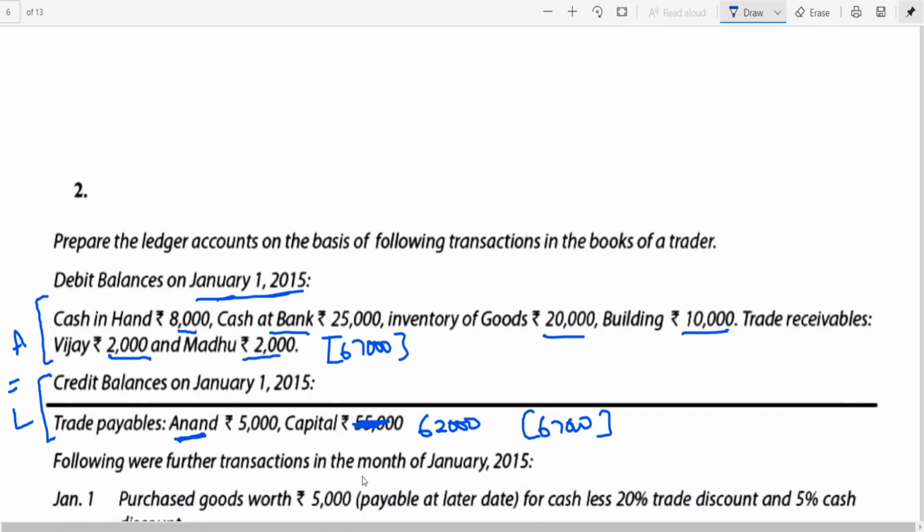Following were further transactions in the month of January 2015. This is January 1st 2015. This is during January; some transactions have taken place. This is called the opening balance of assets.